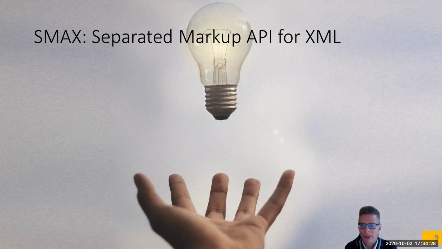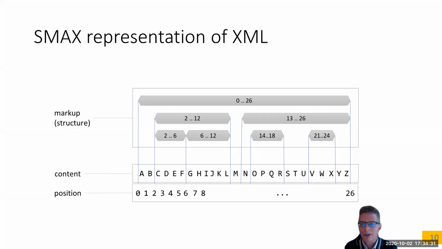How it does this is by keeping the markup, the structure of the document, and the text content separate. So it stores them separately. The content is just one long string or stream of characters. And then somewhere else, there's the markup tree, which does not contain any text content, but it does contain for every XML element the start and the end position in the linear text up here.